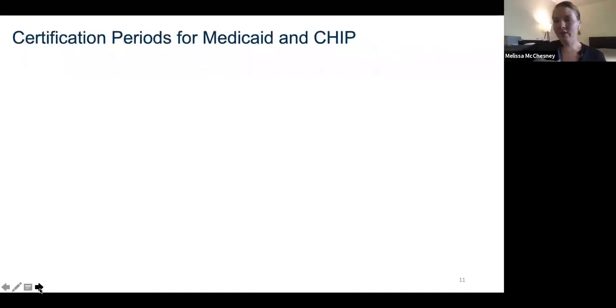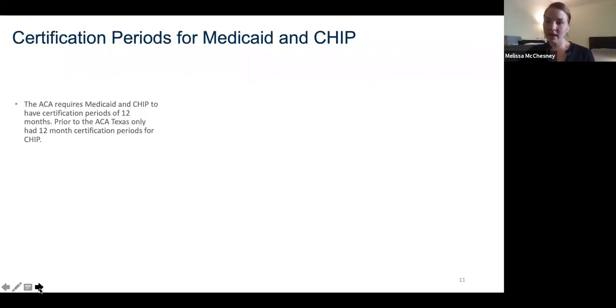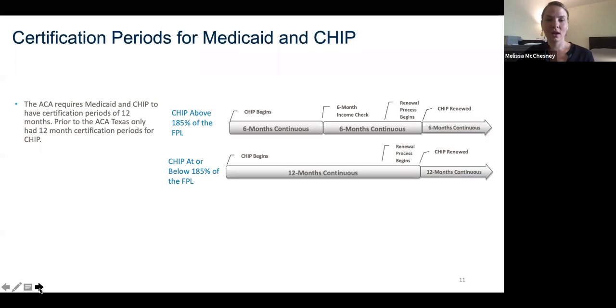Okay, so now that a kid is enrolled in Medicaid or CHIP, and you've used these different application channels, what happens next? So under the ACA, certification periods for Medicaid and CHIP were extended to 12 months. CHIP in Texas already had a 12-month certification period, but Medicaid didn't. It only had a 6-month certification period. I still, to this day, get some people who think it's still 6 months long. It is 12 months long.